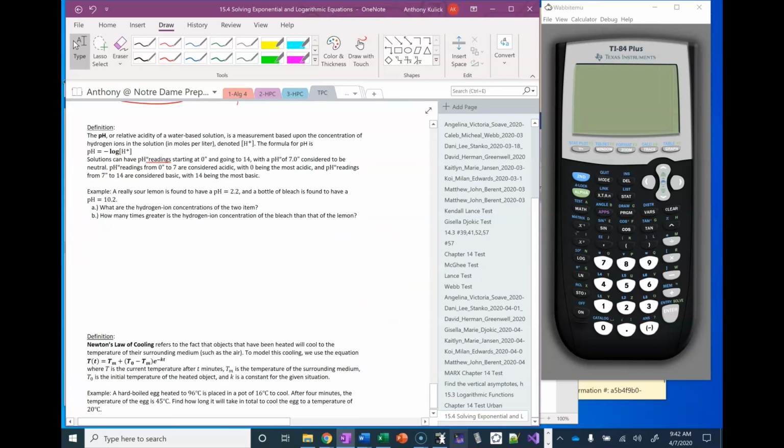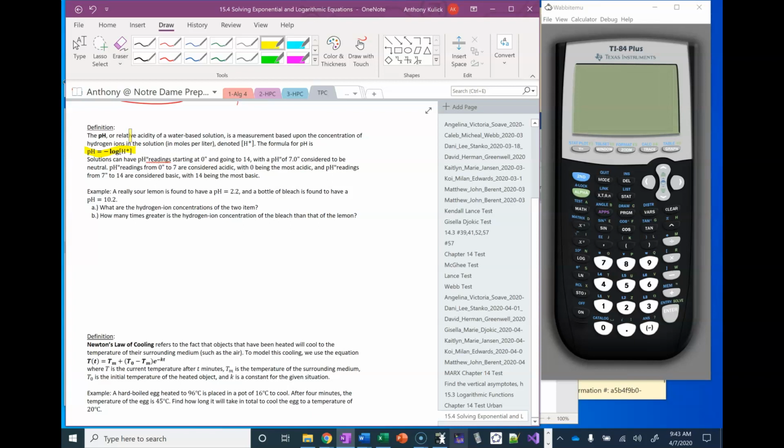Okay, next situation is pH. Those of you that have taken a chemistry course should be pretty familiar with this concept. So pH is the relative acidity of a water-based solution, and it's measured by the concentration of hydrogen ions in the solution. And we denote that concentration, which we measure in moles per liter, with this bracketed H+. So the formula for pH is it's equal to the negative log of the concentration of hydrogen ions.